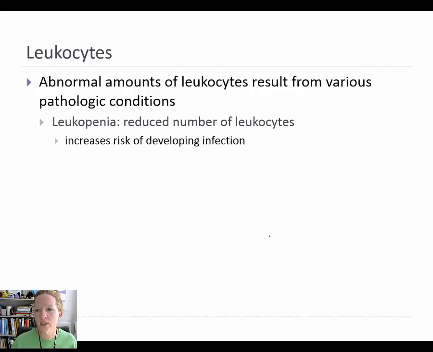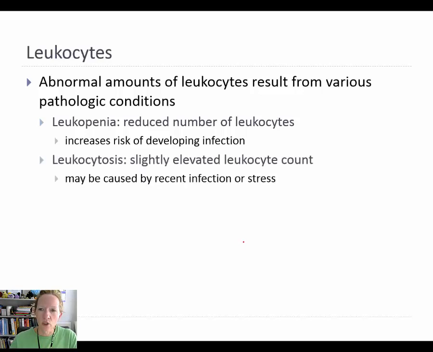Leukopenia is when you have a reduced number of leukocytes. And think about what happens if you have a reduced number of leukocytes. You have a higher risk of becoming infected with some kind of pathogen. Leukocytosis. These endings should be keywords, telling you what's going on. An elevated amount of leukocytes. So this is talking about what might cause leukocytosis.